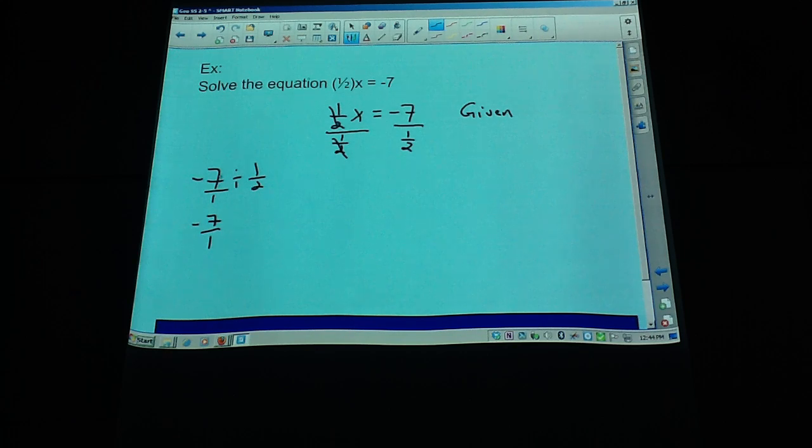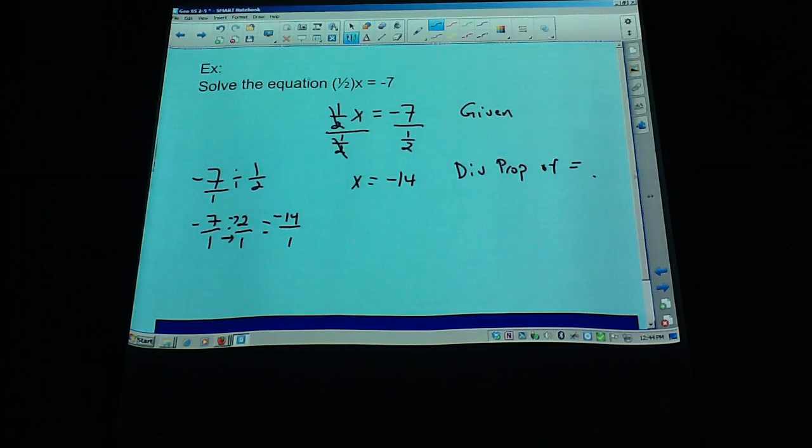I'm going to keep it, change it, and flip it. Hopefully you've heard that 100 times coming into geometry. Now we just multiply straight across on this, which would be negative 14 over 1. So that will give me negative 14 is equal to x. So what property did we use here? That would have been the division property of equality.